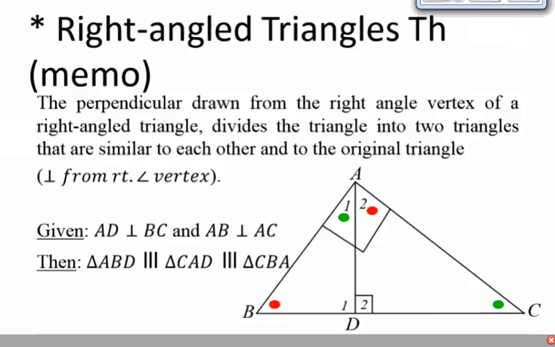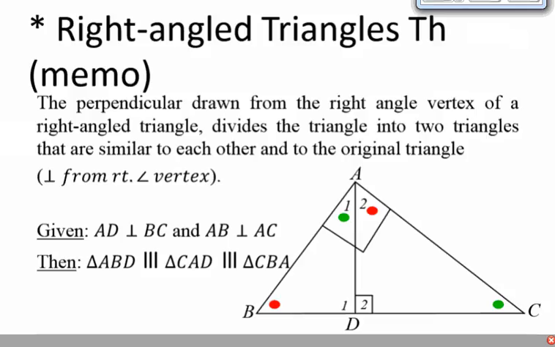In this video, we're going to have a look at the proof of the right-angled triangles theorem. This theorem says that the perpendicular drawn from the right-angle vertex of a right-angled triangle, that's the straight line drawn from the corner that's part of the right angle, straight down, perpendicular to the opposite side, divides the triangle into two triangles that are similar to each other and to the original triangle.